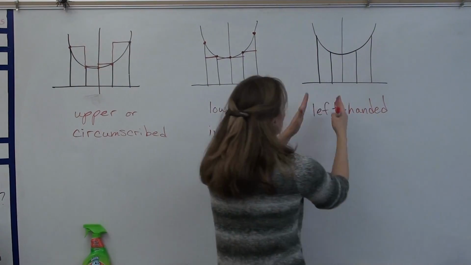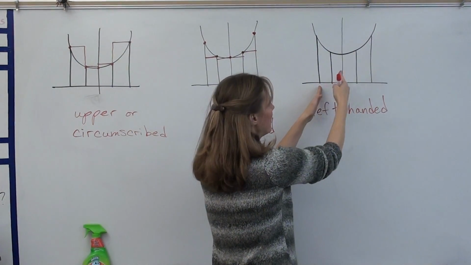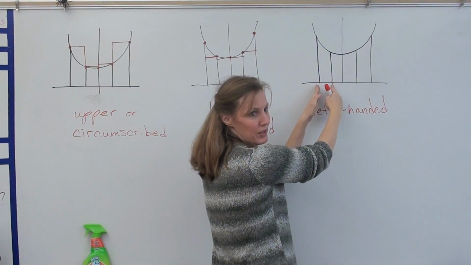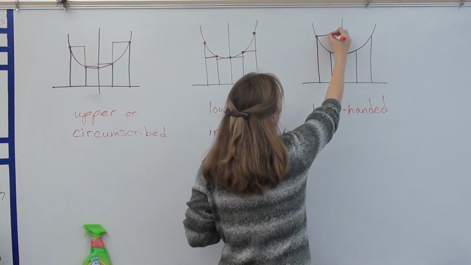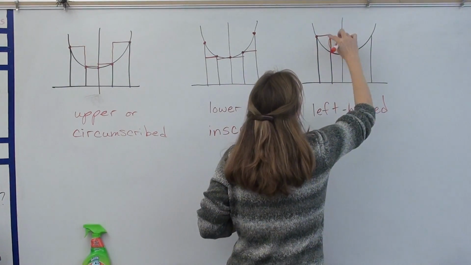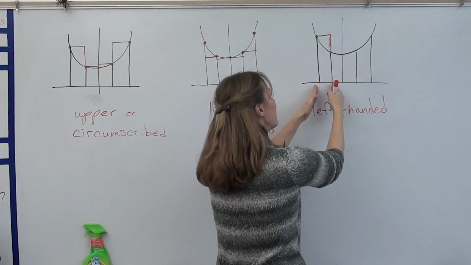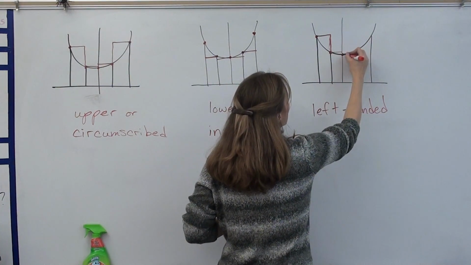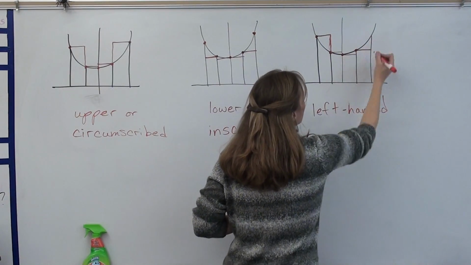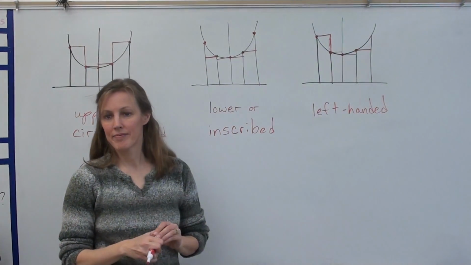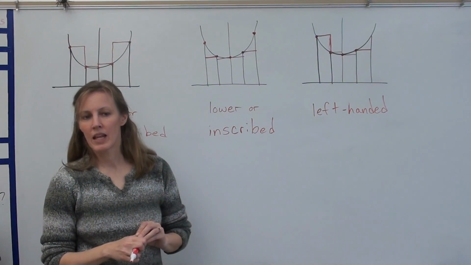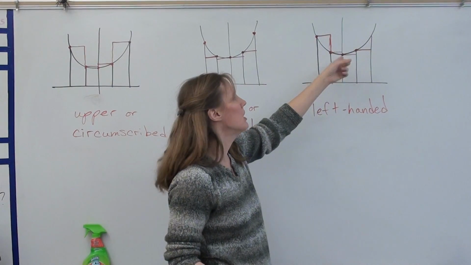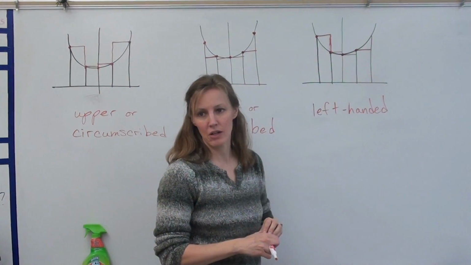Now if you look at each rectangle, it has a left side and a right side. The left side determines the height of the rectangle. So it doesn't matter if it's higher or lower, whichever side is on the left, that's the height you use for your rectangle. So left, left, left. Left-handed rectangles are always higher than the actual value when the function is decreasing, and lower than the actual value when the function is increasing.